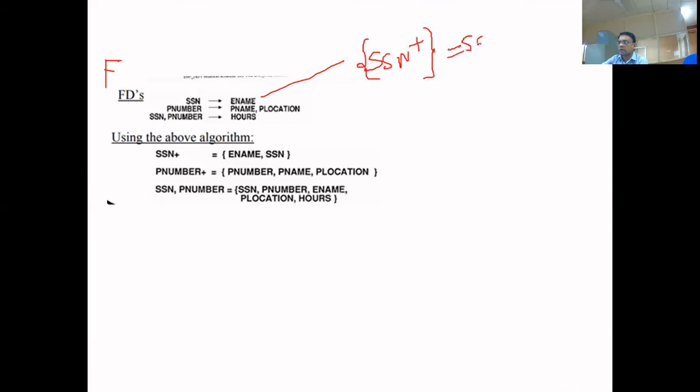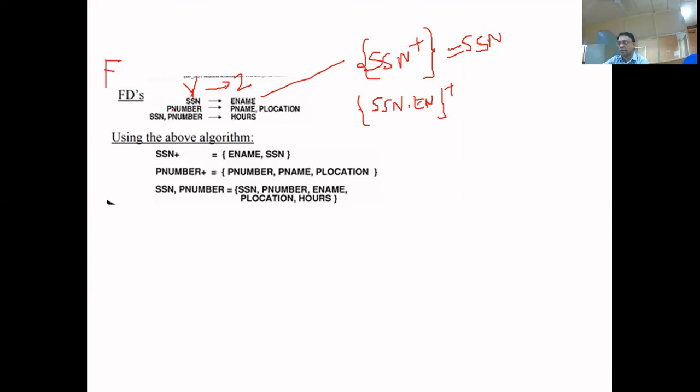Now the second step. For each functional dependency, Y determines Z. We'll take up the first functional dependency. If Y, that is SSN, is a subset of SSN, then X plus is equal to X plus union Z. That is, X plus right now becomes SSN, employee name. That one we have written here: SSN plus is equal to employee name and SSN.